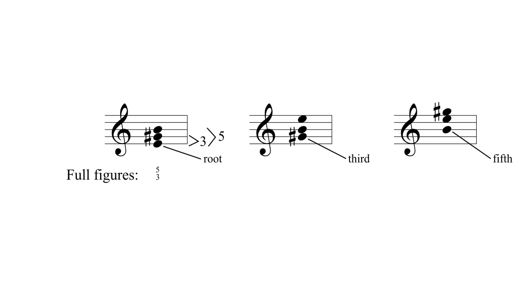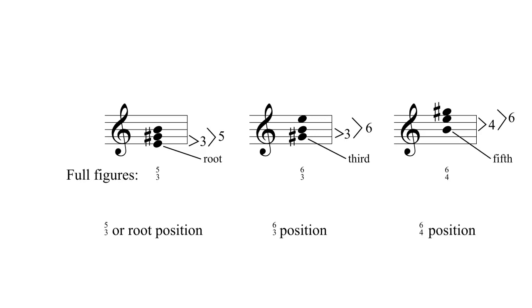The triad on the left has a third and fifth above the bass. These numbers are written as Arabic numerals below the staff, with the larger number on top of the lower number. These numbers are called figures. The triad is in 5/3 position or root position. The triad in the middle has a third and sixth above the bass. Its figures are 6/3. It is in 6/3 position. The triad on the right has a fourth and a sixth above the bass. Its figures are 6/4. It is in 6/4 position.